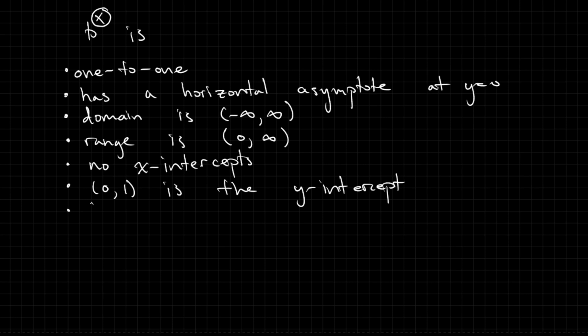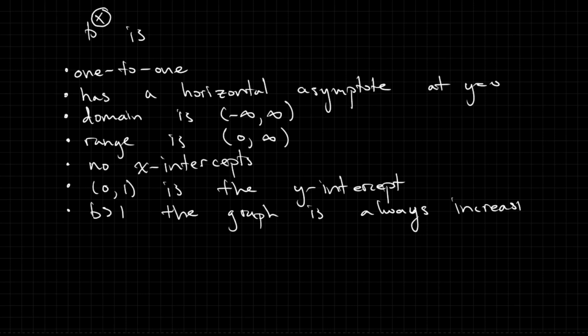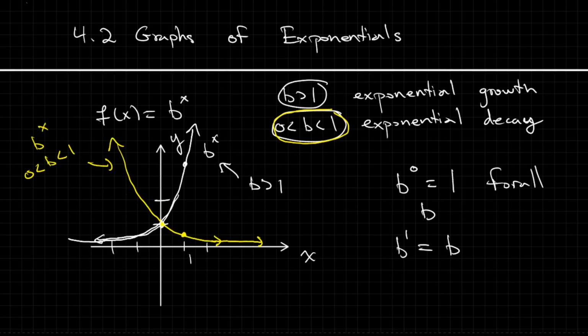Finally, for b greater than 1, in the case of exponential growth, the graph is increasing all the time. So the graph is always increasing. And frequently I'll just draw an up arrow to indicate increasing, and if b is between 0 and 1, the case that we have with exponential decay, the graph is decreasing.